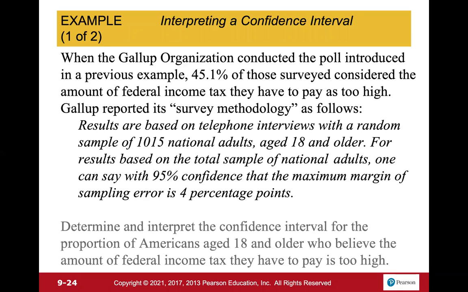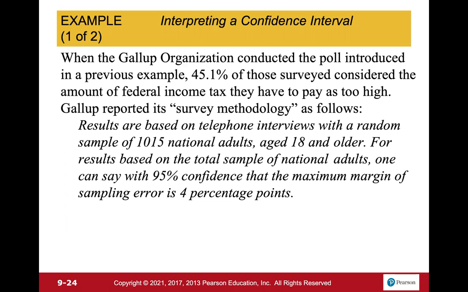So determine and interpret the confidence interval for the proportion of Americans aged 18 and older who believe the amount of federal income tax they have to pay is too high. Here they didn't really tell us how they got this number. So let's figure out how they got the 4 percentage points. Let's grab all the information that we know. We know that n was equal to 1,015.